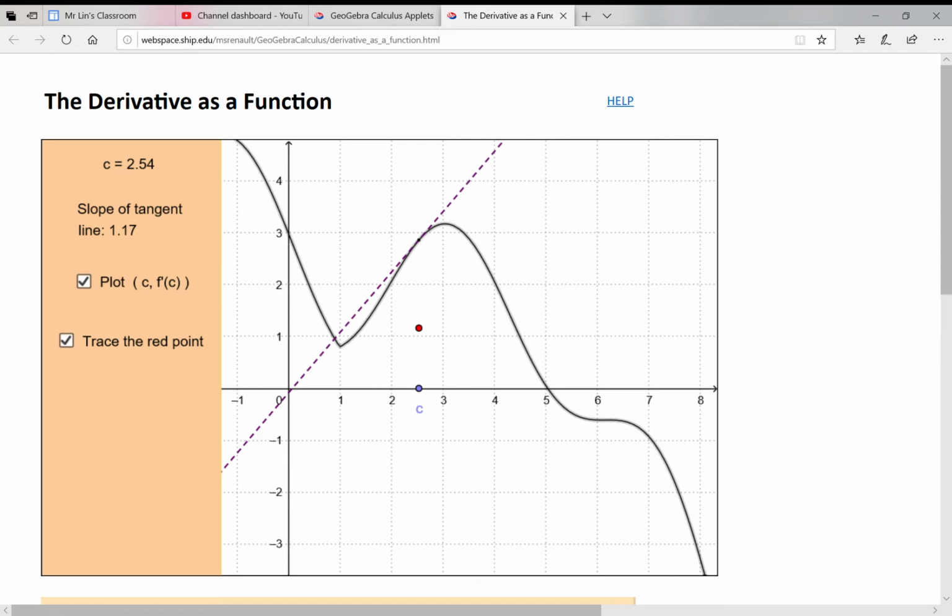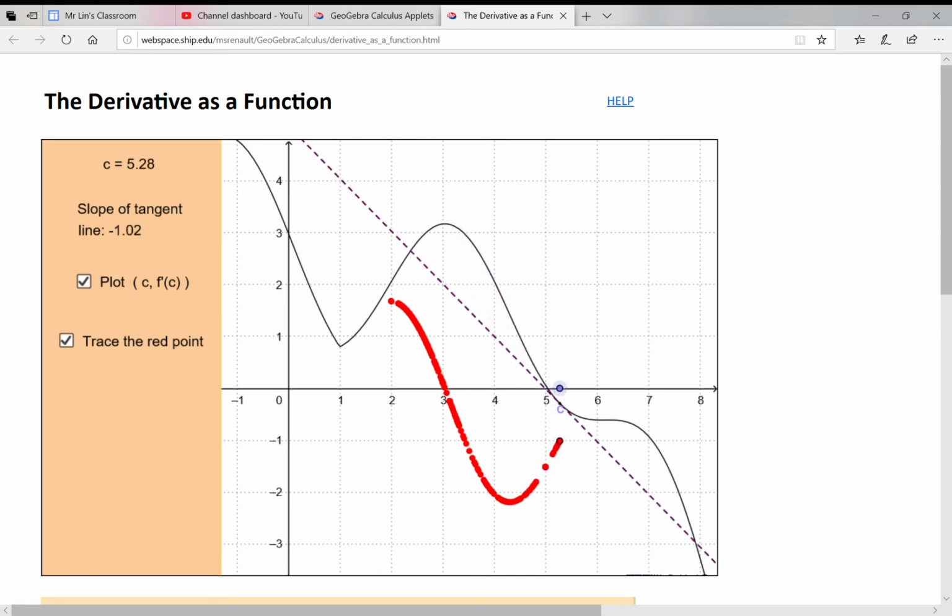So this red dot is going to plot the slope values of that purple line. That slope value there looks like it's just a little bit more than 1, so it's plotting a point at y equals 1. And as I move that point along, it's tracing out values of slope, and it looks like the values of slope are giving us a pattern.